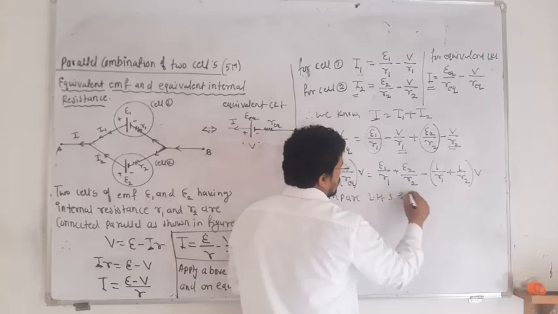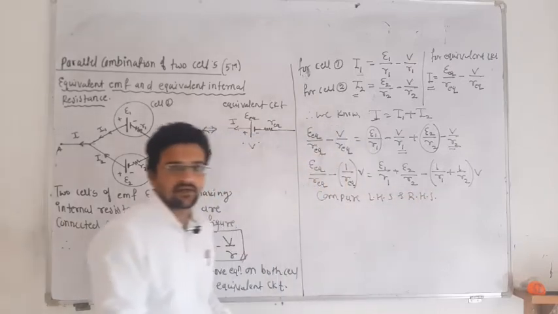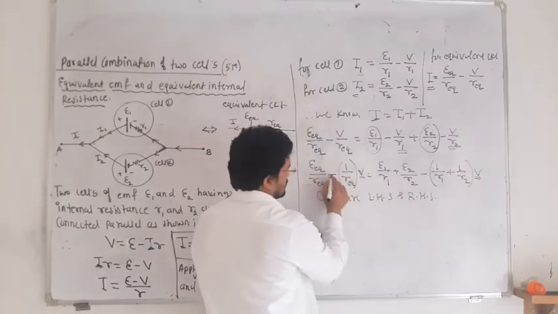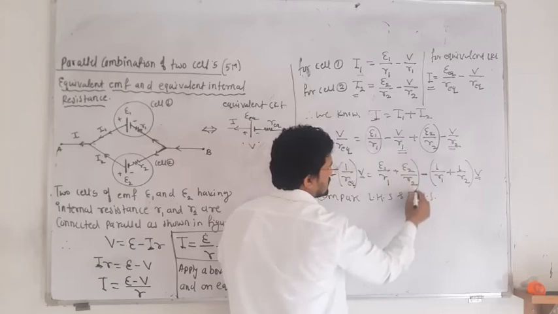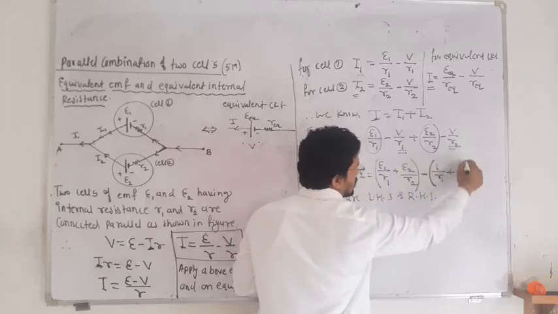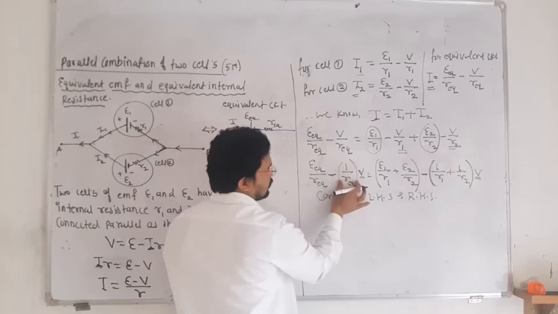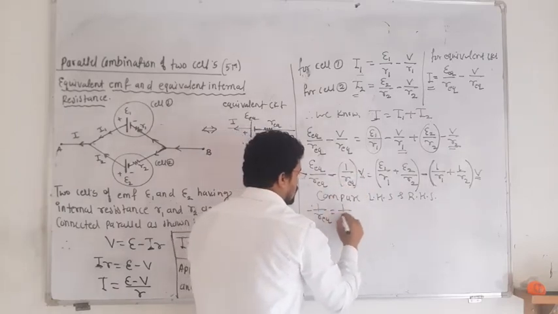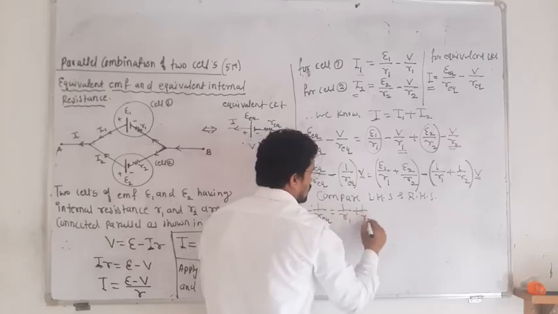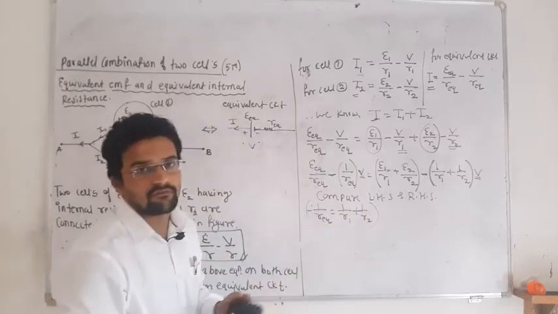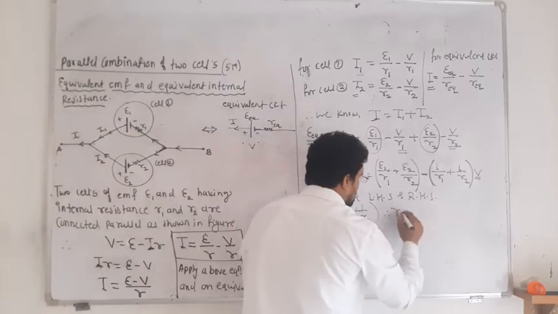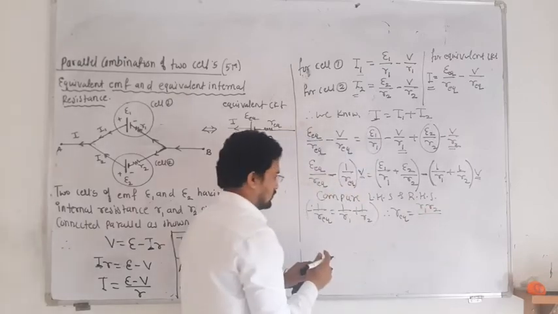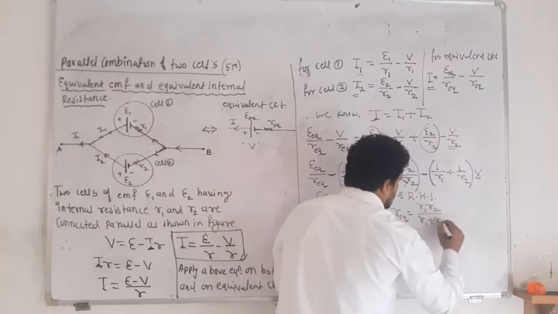Now compare LHS and RHS. You can see here is the V, here is the V. Correct. Here is the negative sign, here is the negative sign. That means this is one bracket and this is another bracket, and this whole bracket is nothing but 1/R_equivalent. Therefore 1/R_equivalent is equal to 1/R1 plus 1/R2. Okay, so this is your final answer, and if you solve this you will get R_equivalent is equal to R1 R2 divided by R1 plus R2.